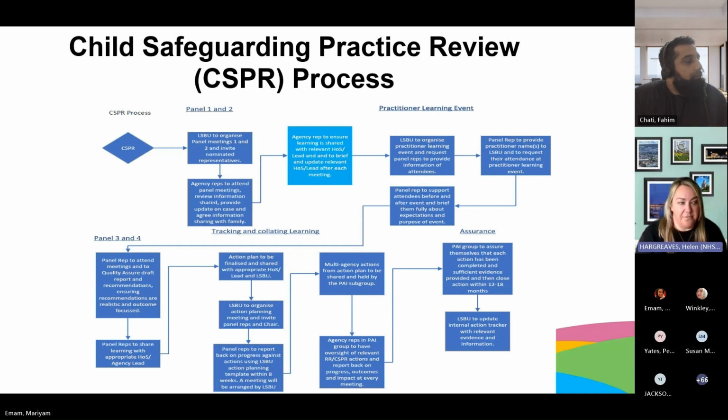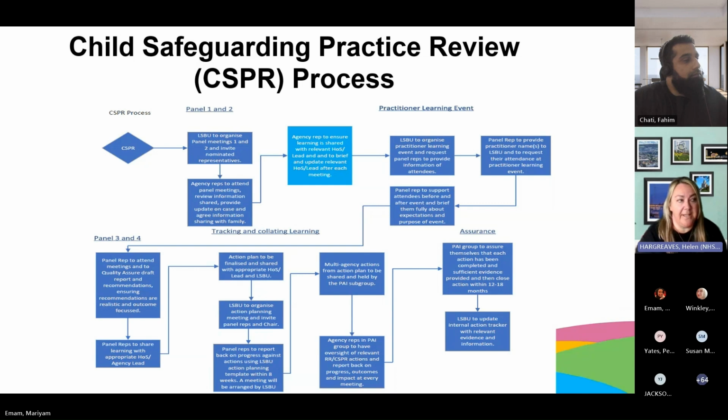The agency representative is responsible for feeding back to their head of service and agency lead following each panel meeting. The second panel meeting is held to then bring together the responses for the key lines of inquiry that were established at panel number 1. This allows the lead reviewer to then gain a more detailed understanding of the case, the areas of learning identified, and provides an opportunity to identify good practice. By this point, the lead reviewer is able to begin drafting a report based on the information collectively provided by each agency. The business unit will now organise a practitioner learning event.